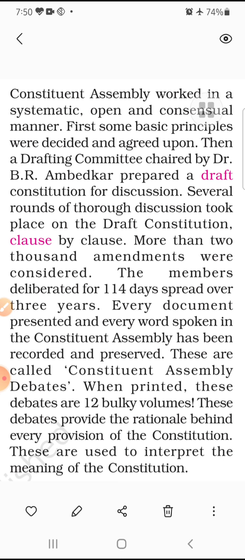These debates provide the rationale behind every provision of the constitution, meaning a lot of thinking, conversation and logic. So everything which is written and preserved in our constitution is after great and deep discussion. So these are used to interpret the meaning of the constitution. When we know what the constitution is, we can understand its value through this.